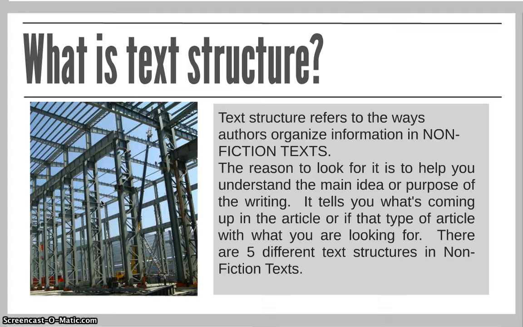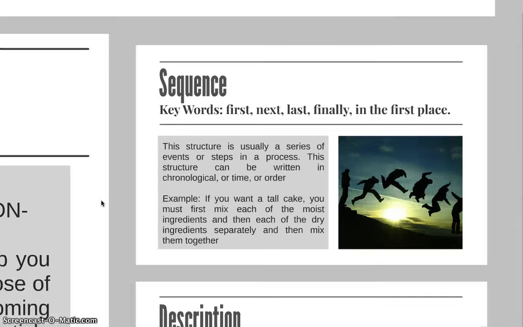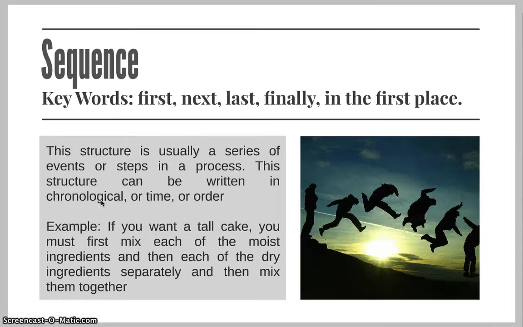And the reason that you look at this is to help you understand the main idea or purpose of the writing that you're reading. It tells you what's coming up in the article, or if that type of article is what you're looking for to use for the part of the information that you need. There are 5 different text structures in nonfiction text, and I'm going to go through each one, and I'm going to give you some keywords to look for that are like signals that tell you that, yes, this is this kind of text structure. So the first one is sequence.